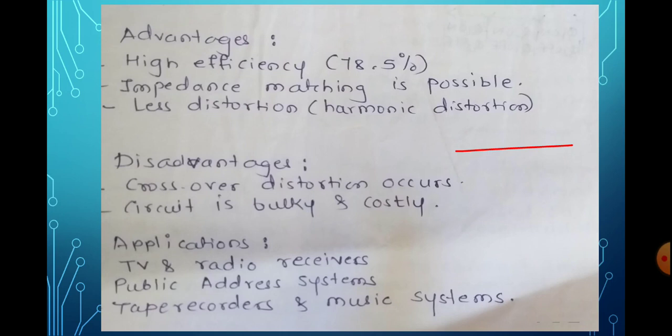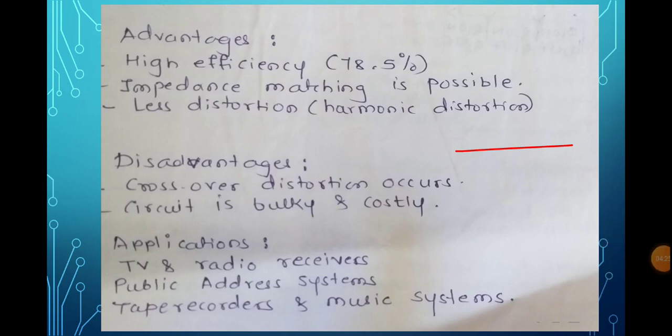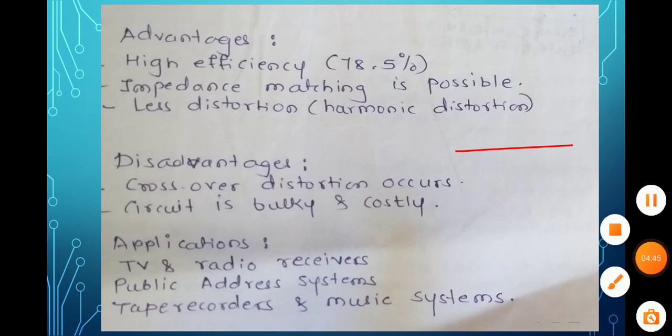Advantages: it has high efficiency, up to 78.5%. Impedance matching is possible. Less distortion, that is less harmonic distortion. Disadvantages: it has crossover distortion, which was already discussed in the last lecture. The circuit is bulky and costly. Applications: we can use this in TV and radio receivers, public address systems, tape recorders and music systems.